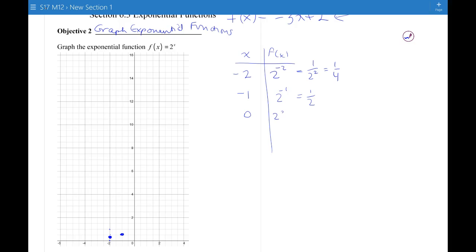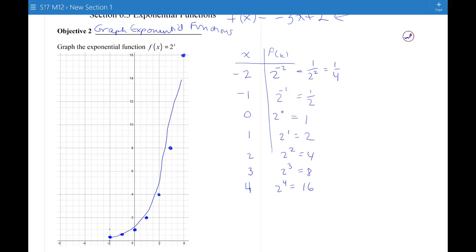Then when x is 0, 2 to the 0 is 1. So here I am at 1. When x is 1, y is 2. When x is 2, y is 4. And when x is 3, y is 8. So you can see why I made my graph so tall. And when x is 4, y is 16, so I have this point here. It keeps going up and up and up. So here's how the graph looks.